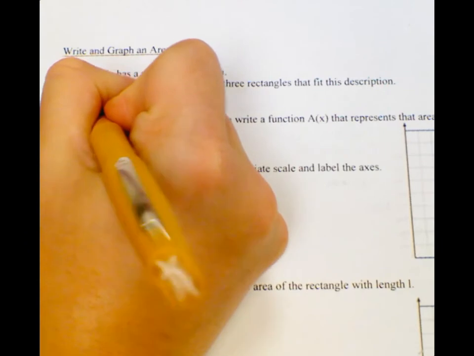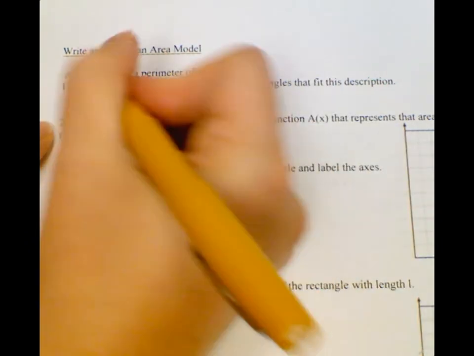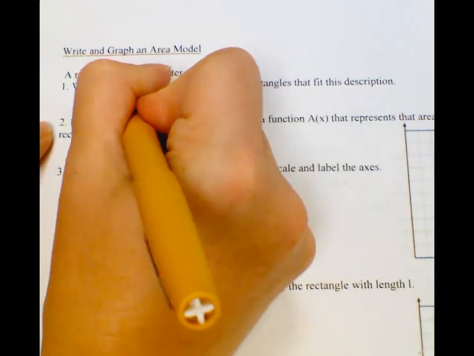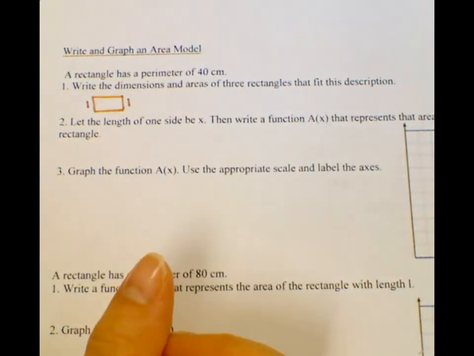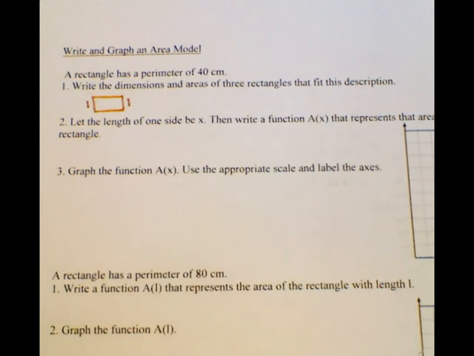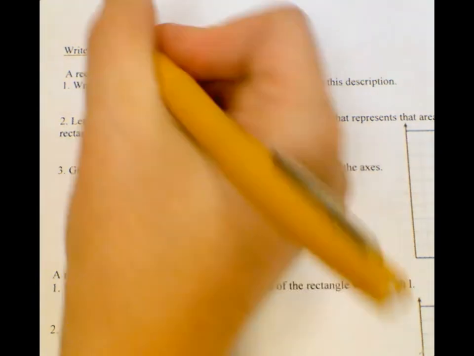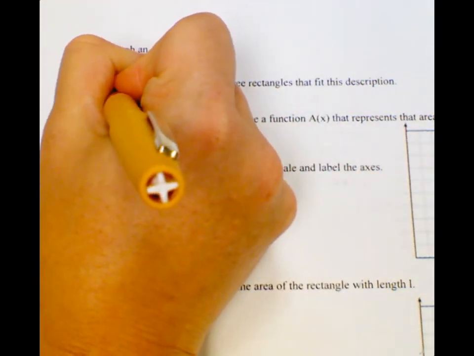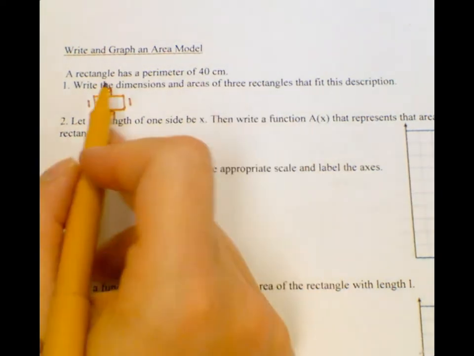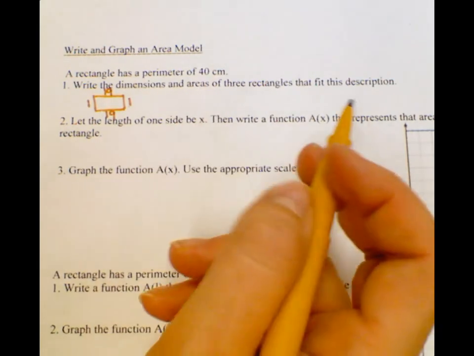Okay, so I think it's easiest if we draw stuff out and kind of see what is going on. So let's say I make my widths 1, okay? If the perimeter is 40 and you've already used 2, that means you have 38 left to use. So 38 divided by 2 is 19 and 19, right? And remember, perimeter is the distance around. So 1 plus 19 plus 1 plus 19, that equals 40.